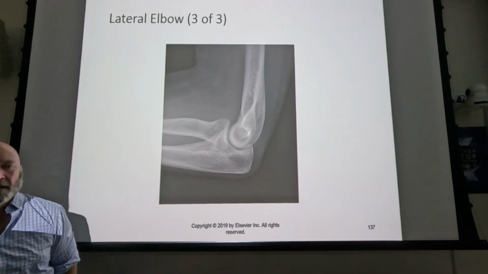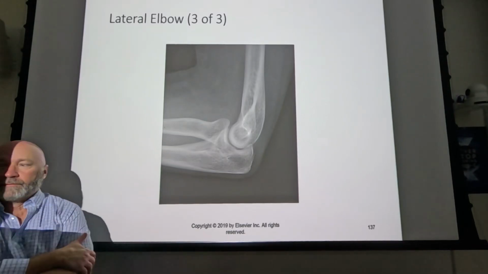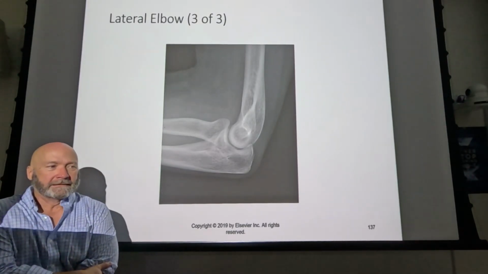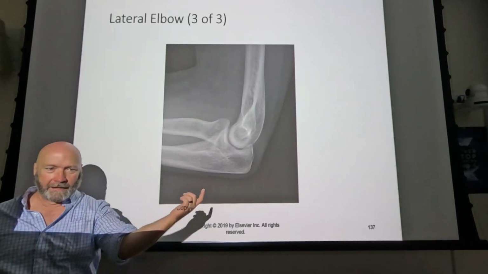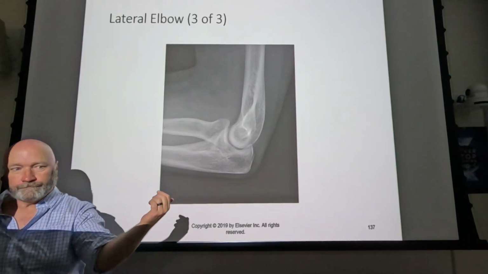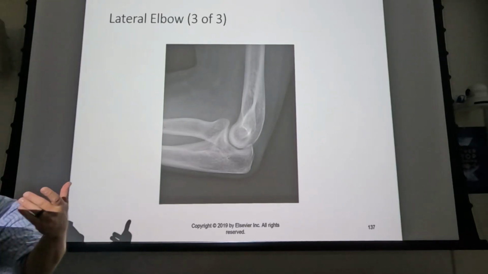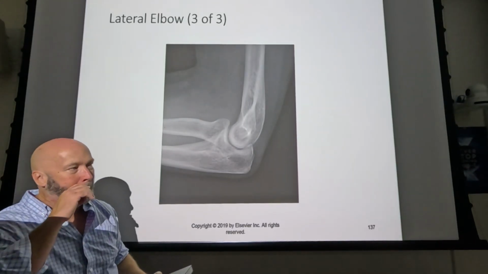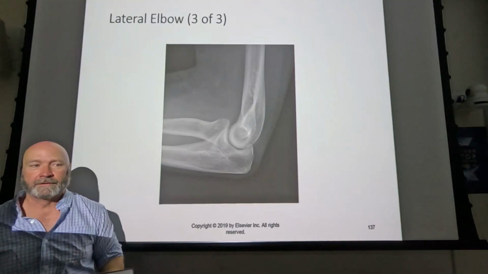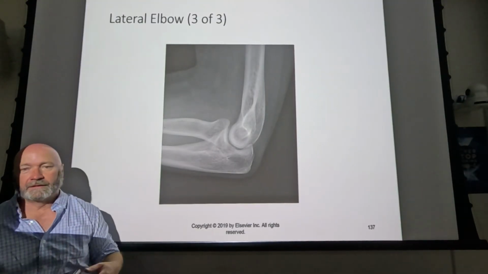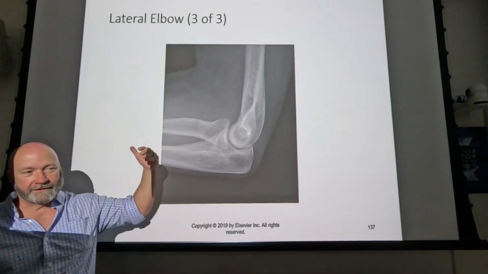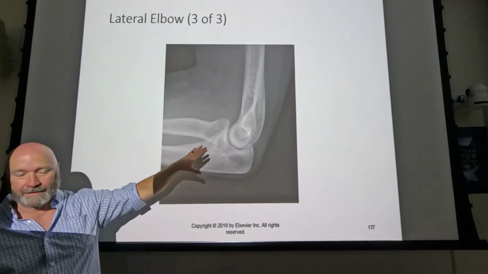So what if you have a patient that comes to you holding their arm like this, and you ask them, can you straighten your elbow out? And they can only go about like this. You're going to do the two views. We're not going to spend a whole lot of time on this, because they're accessory views, and they're positioned kind of like the other APs of the elbow.